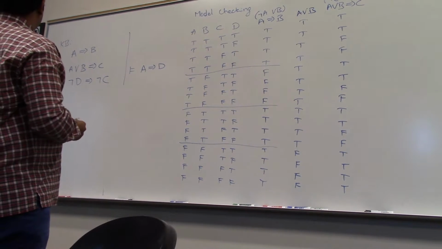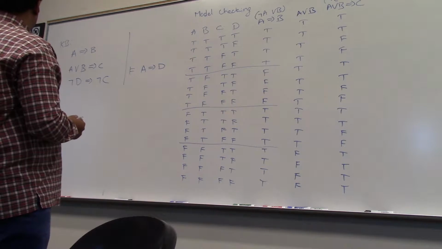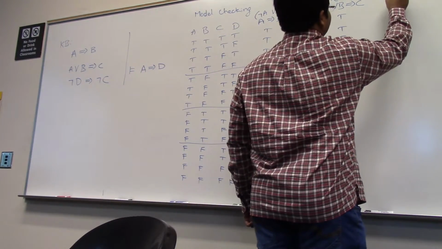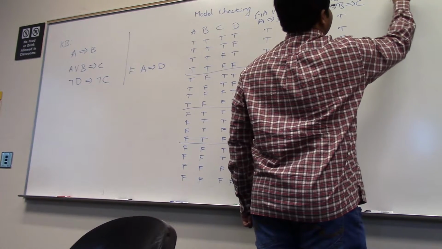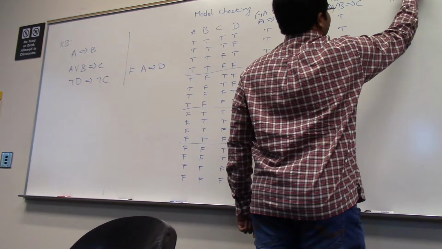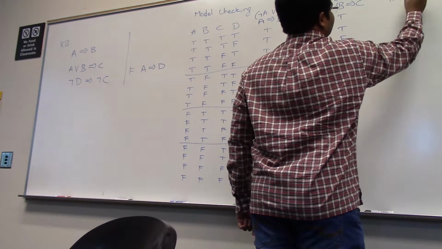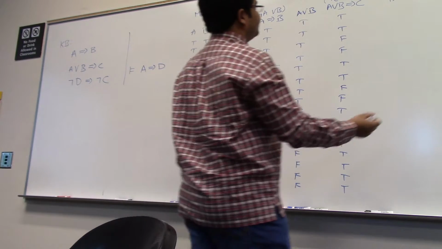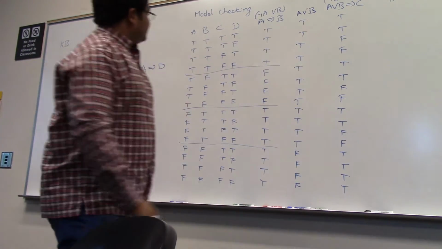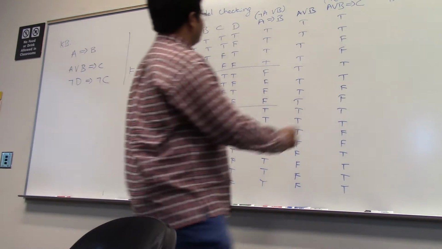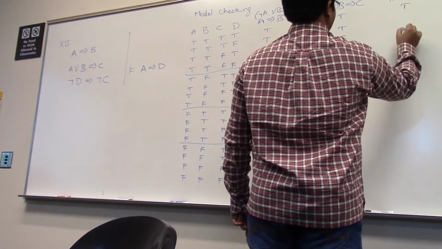Then we have not D implies not C, which is basically D or not C. D or C. D or not C. Okay, so D is true. So it goes here.